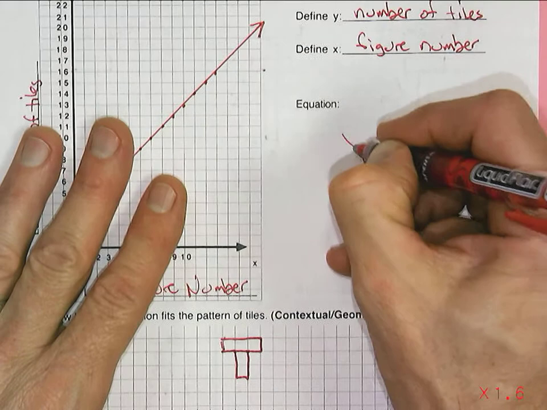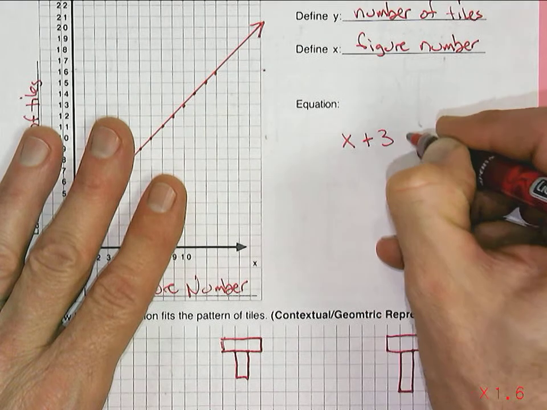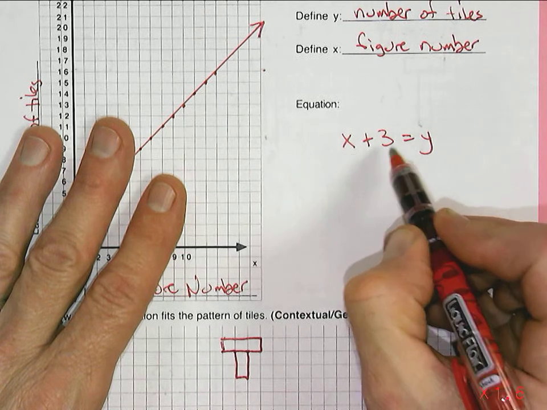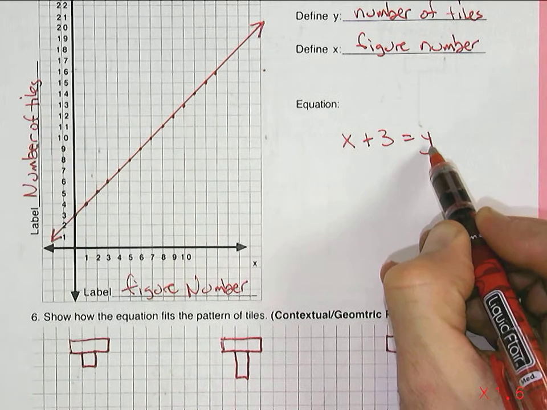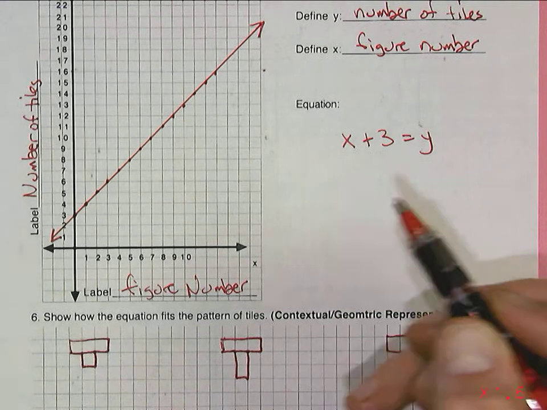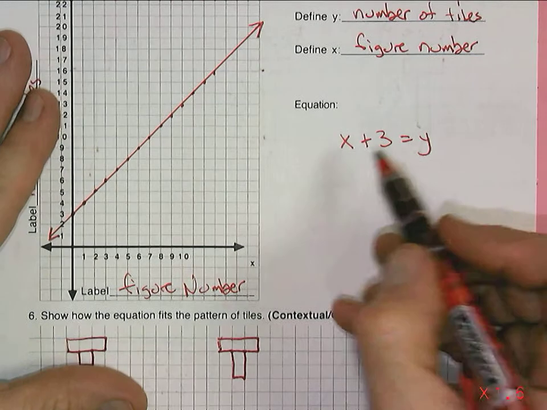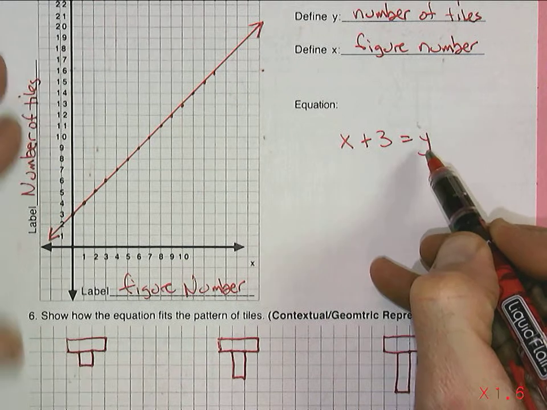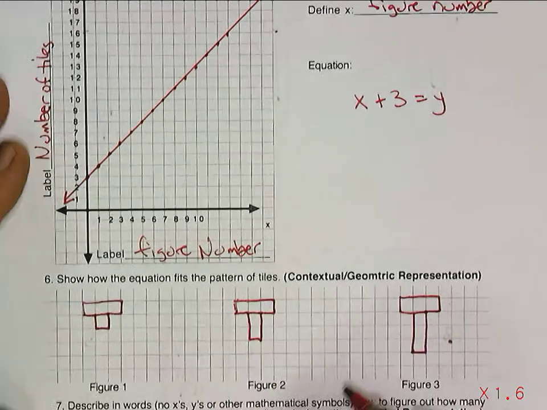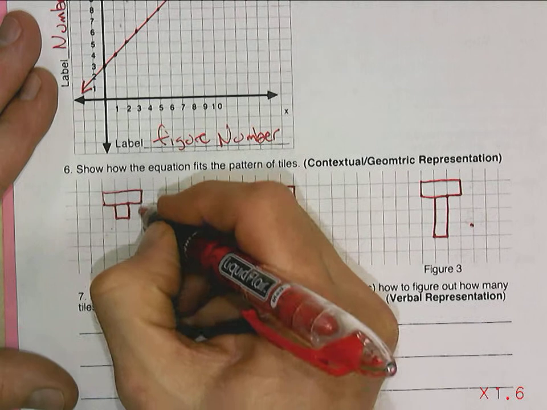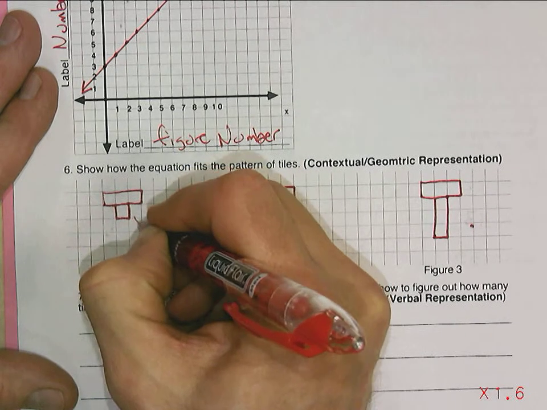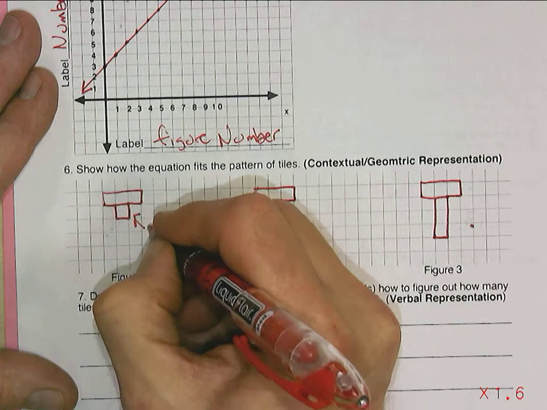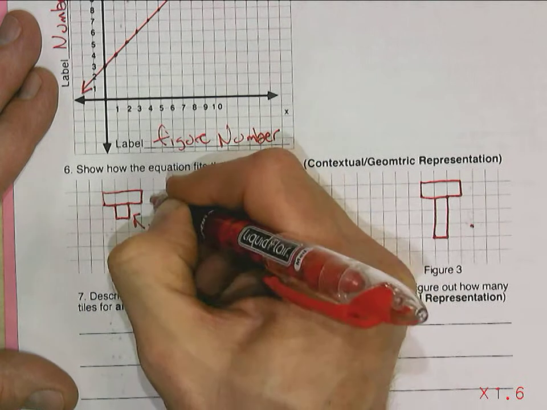We can say x plus 3 equals y. In other words, the figure number plus 3 gives us the number of tiles for any figure in this pattern. So I've said if this is figure number 100, you would know that it is 103 tiles. 100 plus 3 is 103. And the context for that is, again, the figure number right there. That part there represents the figure number, or x, plus 3.